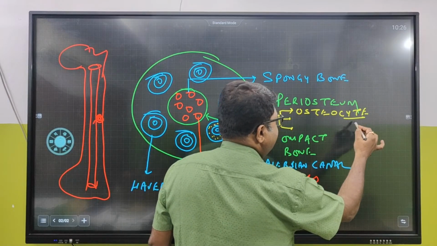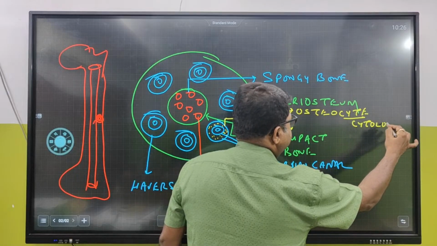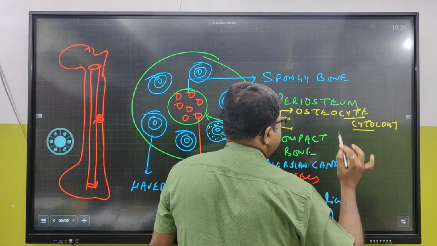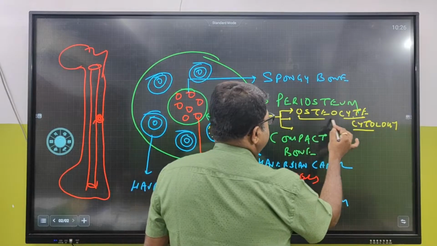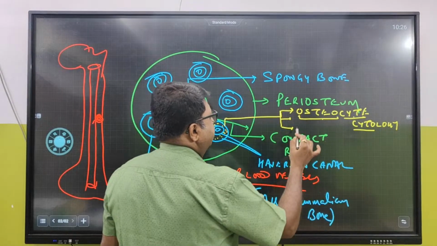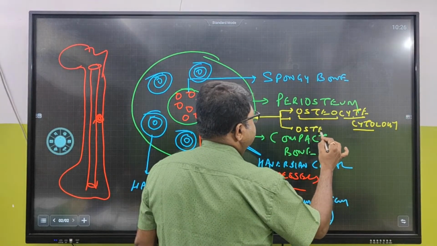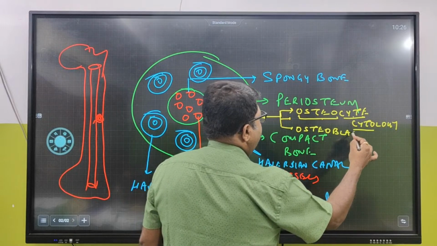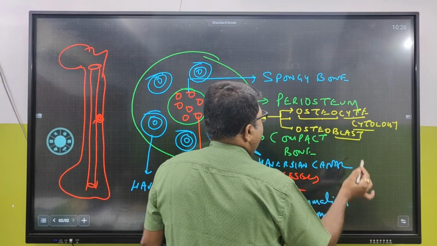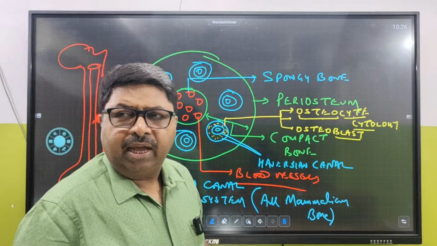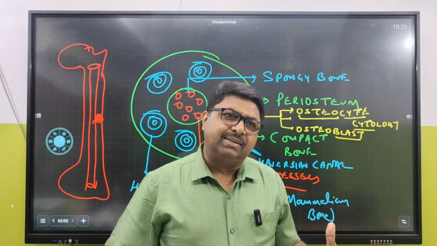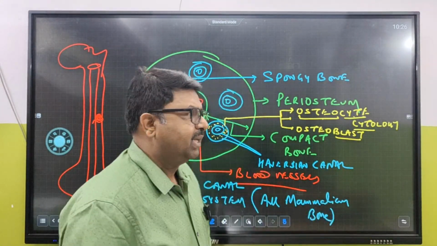What is the meaning of cyte? Cyte comes from the term cytology. That means cyte means cells and osteo means bone, so they are bone cells. The second type of bone cells are osteoblast cells. Blast means what? Nourishment cell. So they are bone nourishing cells. Osteoblast cells are bone nourishing cells.